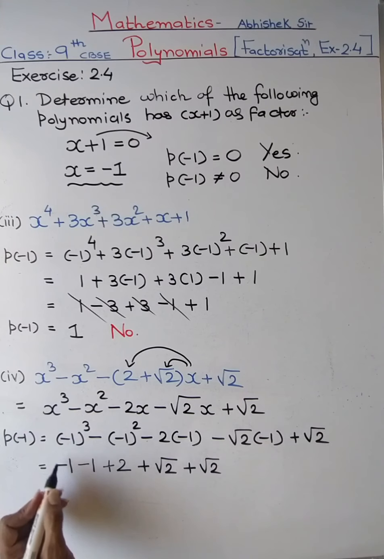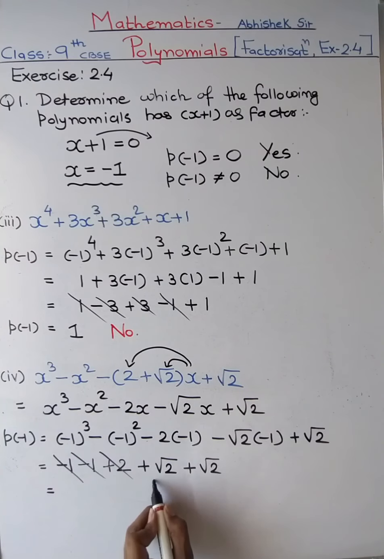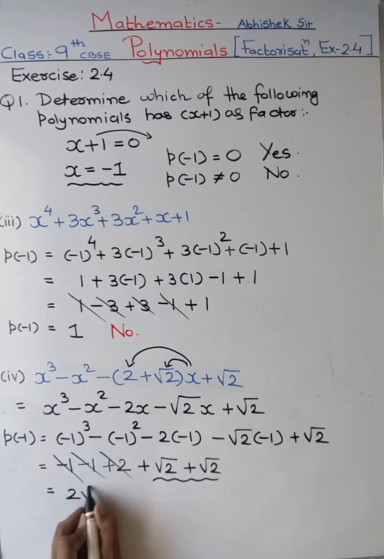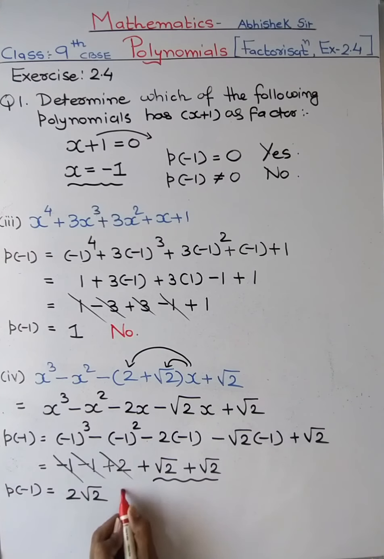So we see that minus 1 minus 2 and plus 2 are cancelled. Here we have root 2 plus root 2, that is 2 root 2. So p of minus 1, again it is not 0. So what can we write? We can write no, it is not a factor. So that is all about question number 1.